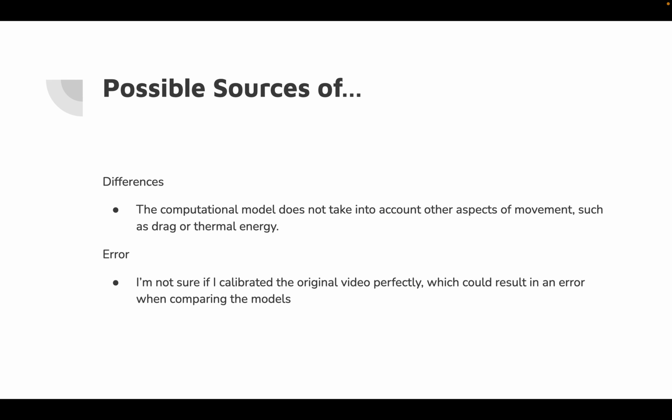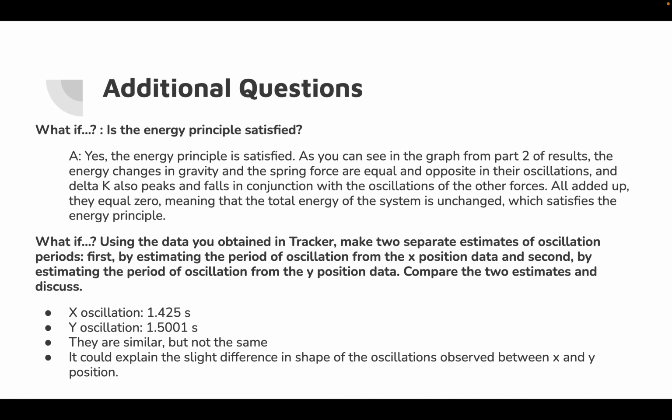Possible sources of differences: the computational model does not take into account other smaller aspects of movement such as drag, and a possible source of error is, I'm not exactly sure if I calibrated the original video perfectly, which would result in variation between the computational model and the tracker application model.